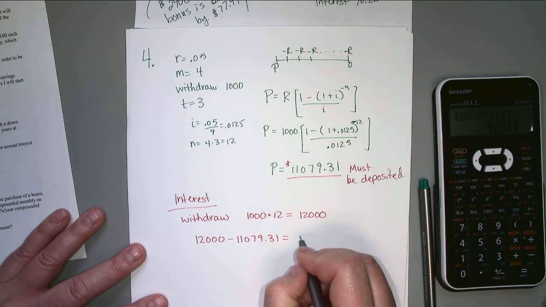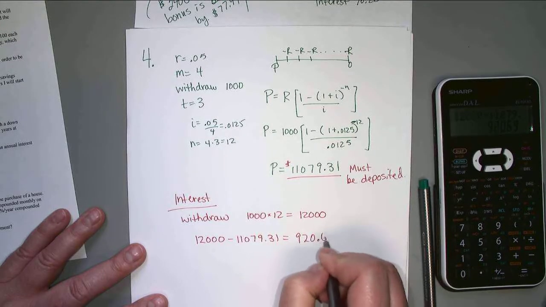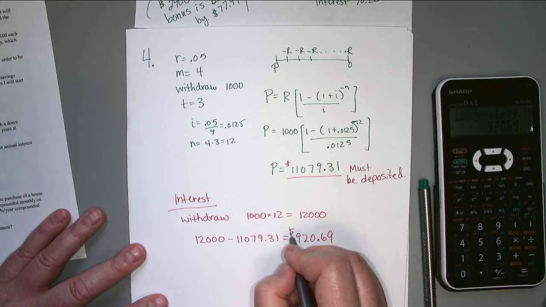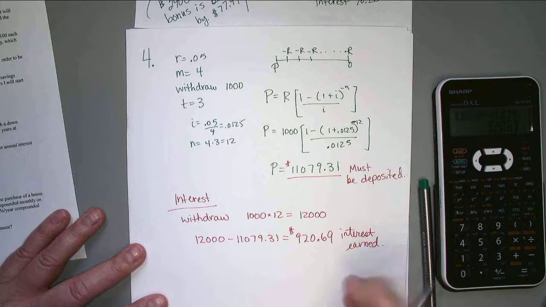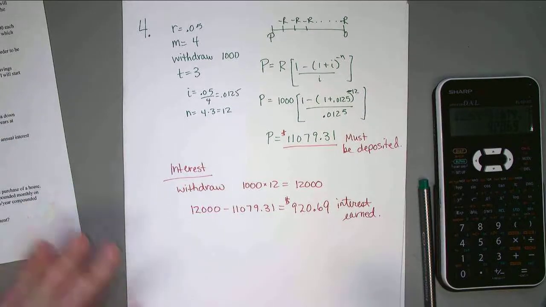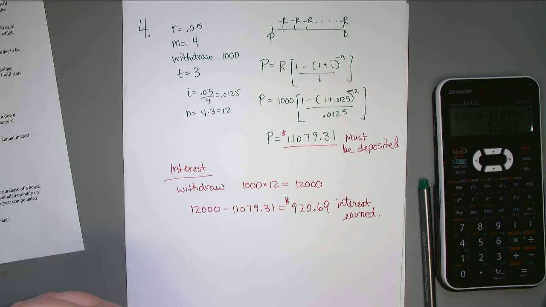So 920.69 is the interest you earned. All right, so if you were doing a lottery, say you won $1 million and you wanted to withdraw just the interest, so then it would never go down, your account would always have the same amount, you could figure that out too.